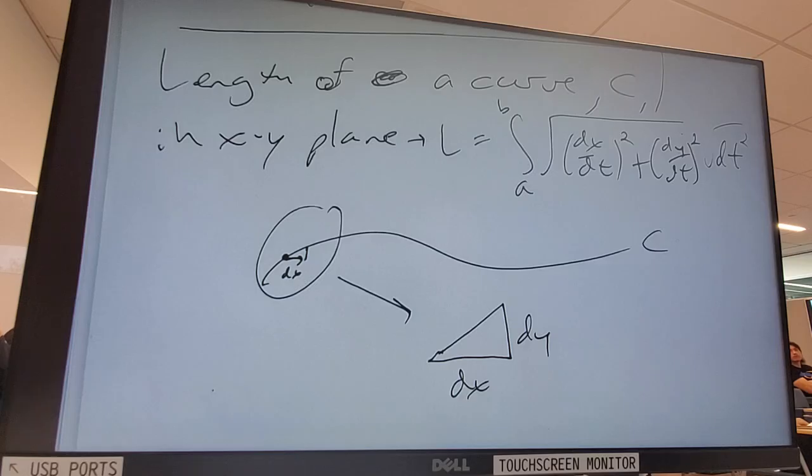So then along the triangle, how far have I gone if the hypotenuse is my actual path? The square root of dx squared plus dy squared, yes. And if I add all those up along the whole path, I get the freaking length of the curve. Woohoo!